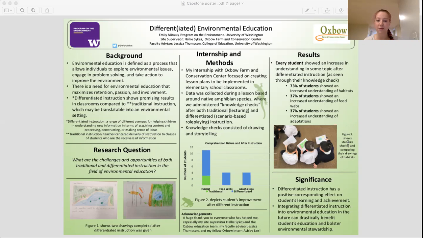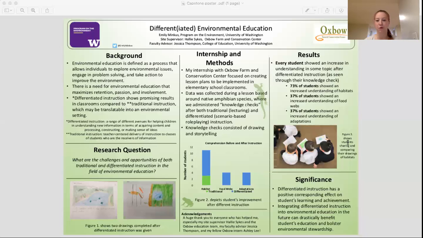So this kind of leads me into my research question, where I wanted to find out what the benefits and challenges of differentiated instruction and traditional instruction were in the field of environmental education. So for my internship, I worked with Oxbow Farm and Conservation Center alongside Ashley Lee. She's in my cohort. And we actually got to design 2 different lesson plans that we piloted in classrooms around Seattle. One revolving around native amphibian species and one revolving around sustainable cooking.